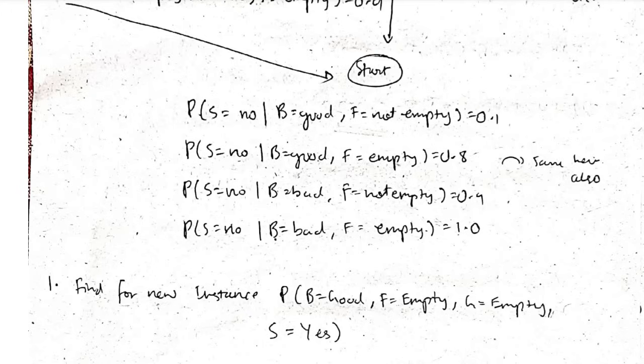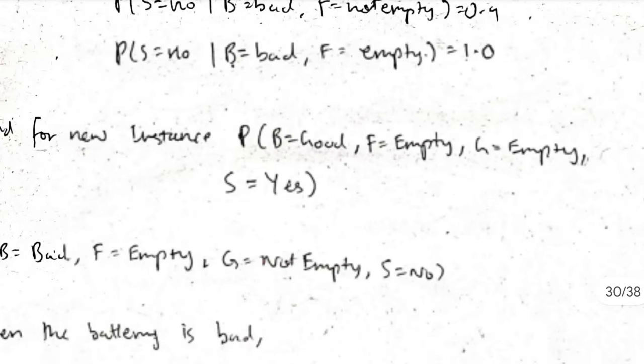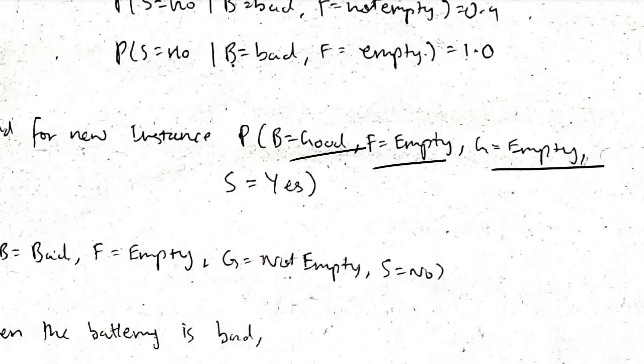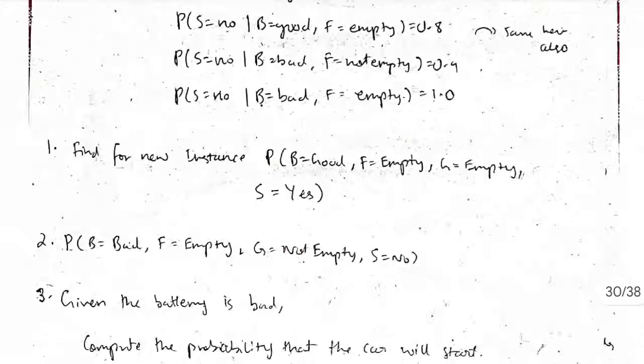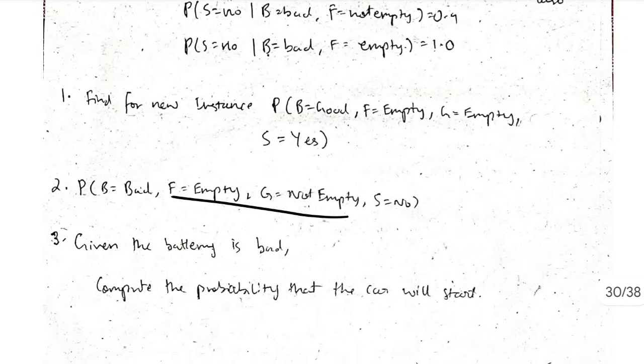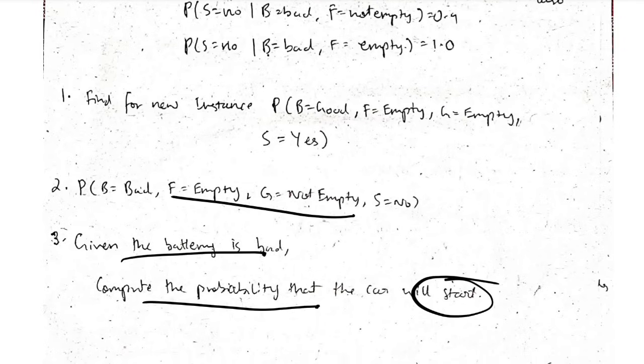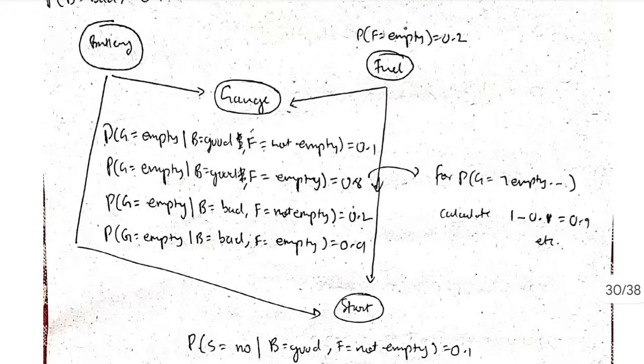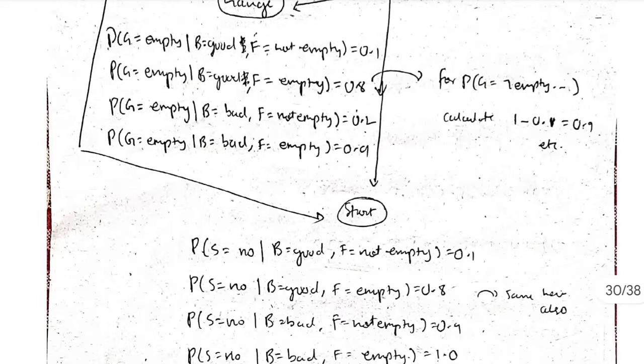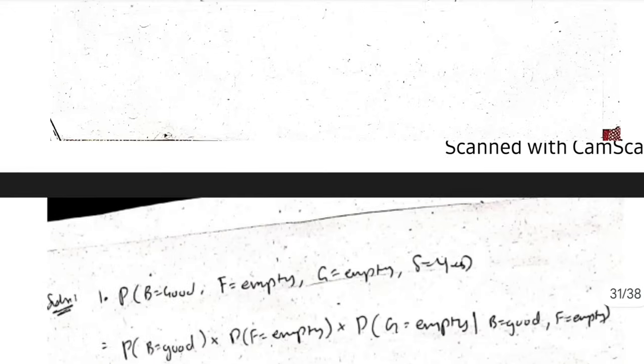Okay, now they have given a new instance, which is b is equal to good, battery is good, fuel is empty, gauge is empty, and start is equal to yes. In this case you have to calculate the probability of this instance. And second, one more probability is given. Third, given the battery is bad, compute the probability that the car will start. If the battery is bad, what is my probability that the car will start? That I have to calculate in the third question. Let's have a look at them one by one.